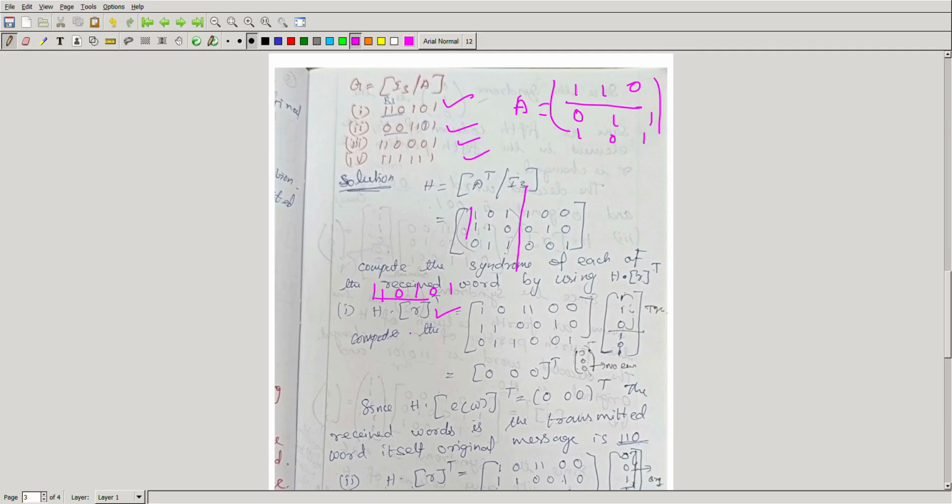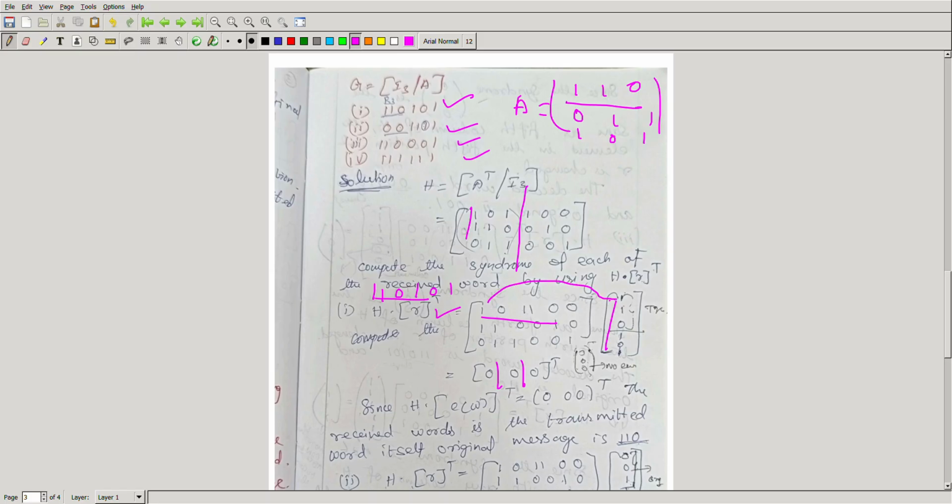The formula is H into R transpose, which means the parity check matrix times the encoded word transpose. Now find the transpose. One single row is converted into one single column. Then you have to do matrix multiplication, just ordinary matrix multiplication. Actually here you have 3 rows, so automatically you will get 3 columns. So one by one we'll check.